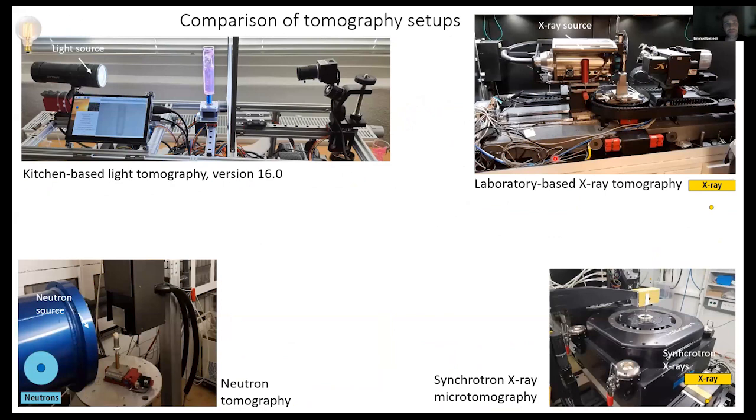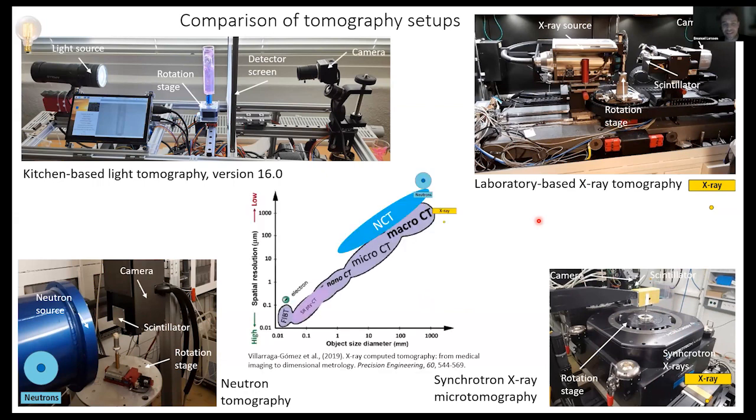So you can see that the scanner that I presented, my KBLT scanner, has many similarities, of course, with lab-based X-ray microtomography in the upper right corner, with synchrotron X-ray microtomography in the lower right corner, and with neutron tomography. You all need a source, a rotation stage, a sample, and a detector screen, which in the X-ray and neutron world we call a scintillator screen, which converts the X-rays or the neutrons to a detectable electronic signal.